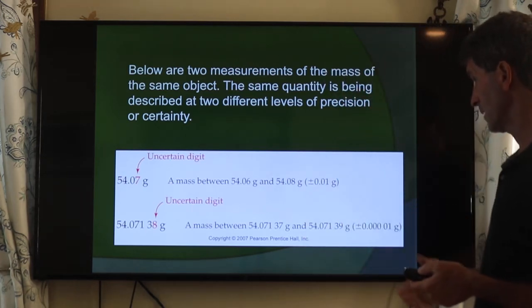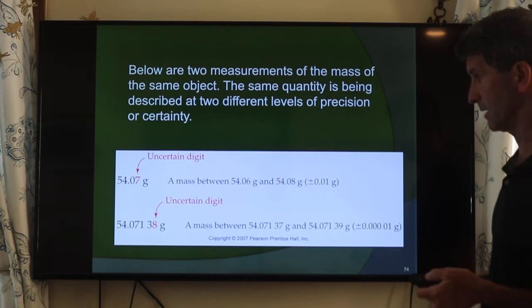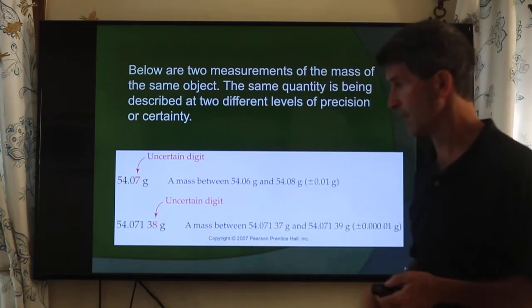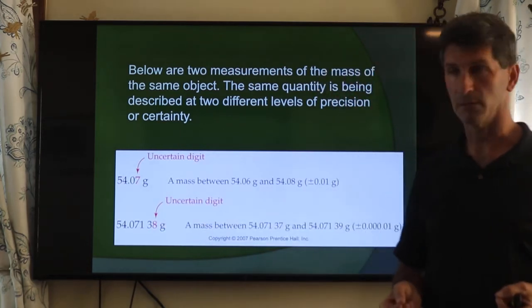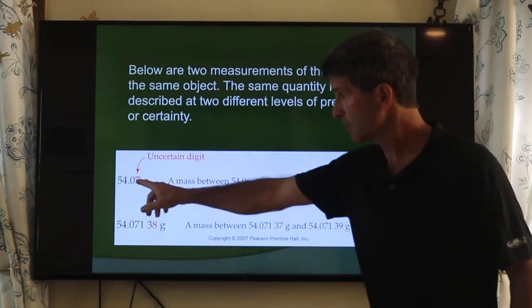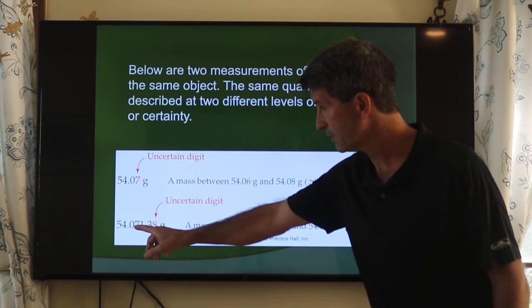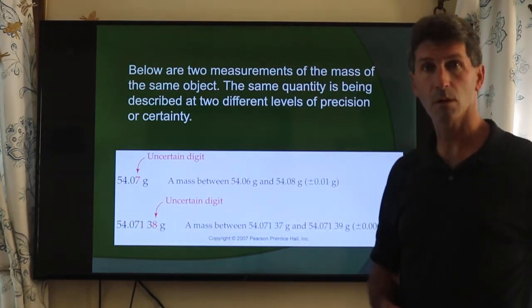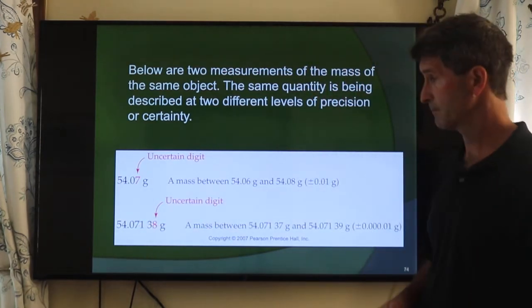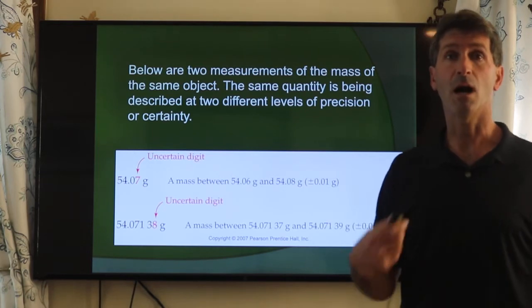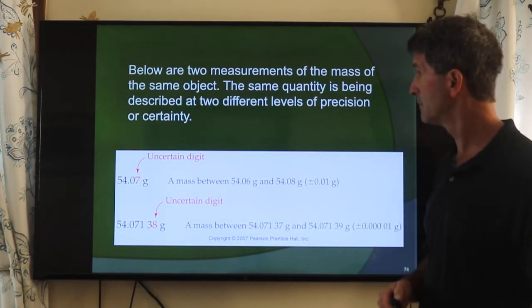Again, here's another measurement right here. This measurement right here has a much higher level of precision. This is only good to the nearest 100th. This one is actually good to 3 more significant figures. So to the nearest 100,000th of a gram.